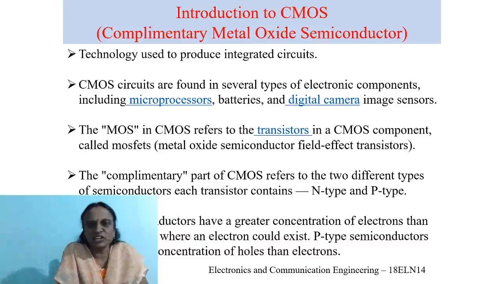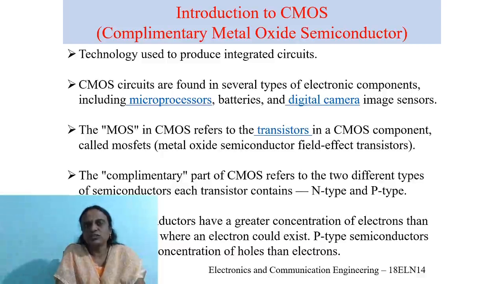Hence, the complementary part of the CMOS refers to the two different types of semiconductors each transistor can contain, that is N-type and P-type. More elaboration on this topic can be found in the further sessions. Now, keeping this introductory part of CMOS, we'll go on to the next topics in the next few sessions. Okay. Thank you.